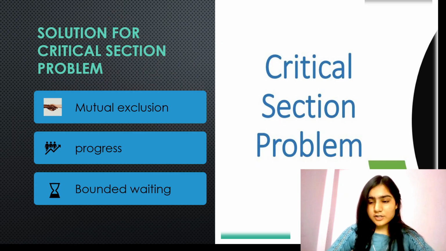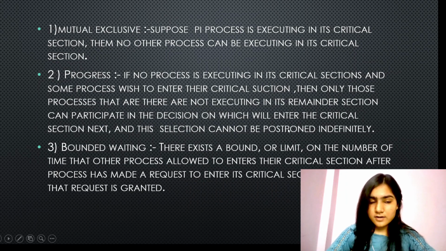To solve a critical section problem, a solution needs to fulfill three requirements, which are mutual exclusion, progress, and bounded waiting. These three requirements need to be fulfilled by a solution to solve any critical section problem. And what are these three requirements? Let's understand. So, mutual exclusion.